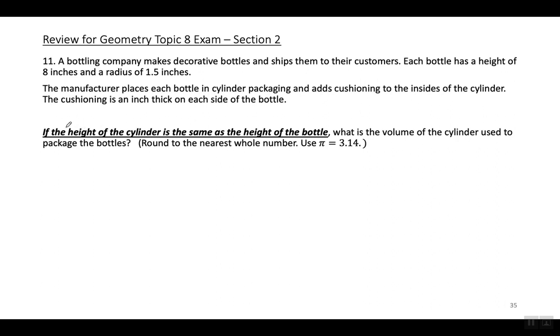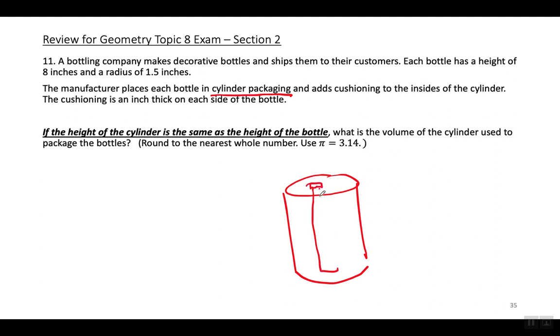The difference is that here, it says that the height of the cylinder is the same as the height of the bottle. The cylinder is the packaging, all right? You're putting these bottles in a package, and in this case, the package is in the shape of a cylinder. So if the cylinder and the bottle that you're putting inside are the same height, that means that you cannot add the cushioning on the top and on the bottom.